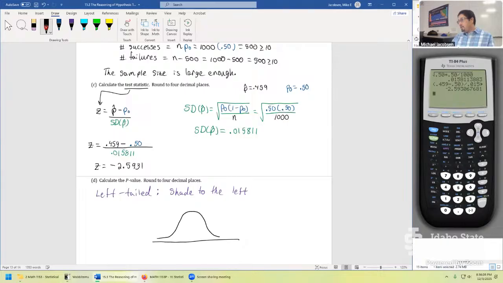So throw down your test statistic on the normal curve. Here's that curve one more time. N(0, 1). 0 is in the center, but Z, if I count out standard deviations, here's about 1, here's about 2, here's about 3, and Z is right around here. Z equals negative 2.5931. We'll shade to the left of that value.